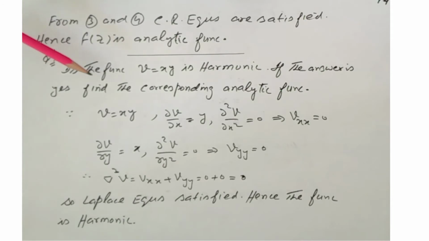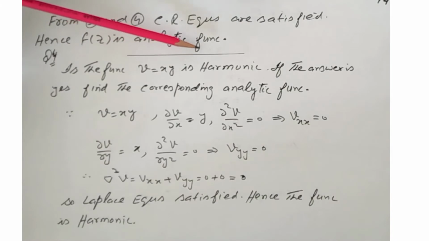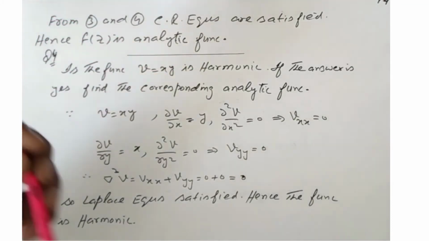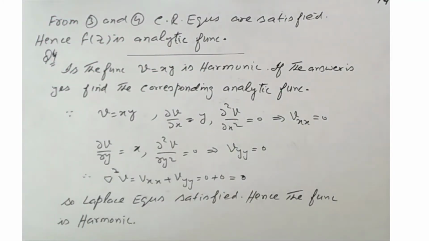Now question 4: is the function v equal to xy harmonic? If the answer is yes, find the corresponding analytic function. Since it is given that v is equal to xy, we partially differentiate v with respect to x. The partial derivative of xy is y, and again we take its second derivative, it becomes partial square v over partial x square. Because y is constant, its derivative is 0. So we write it as v double x equal to 0.